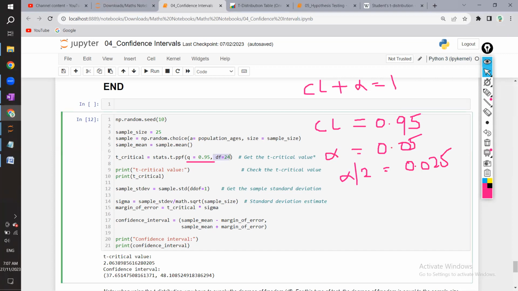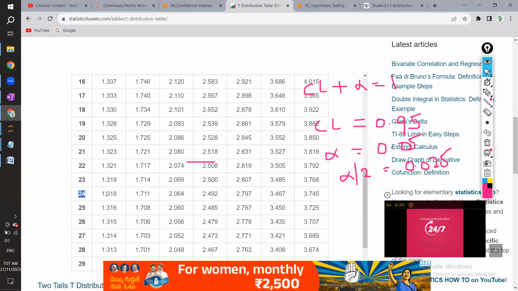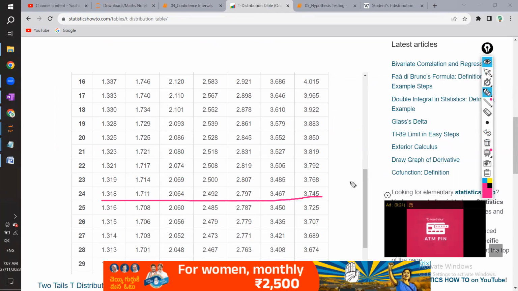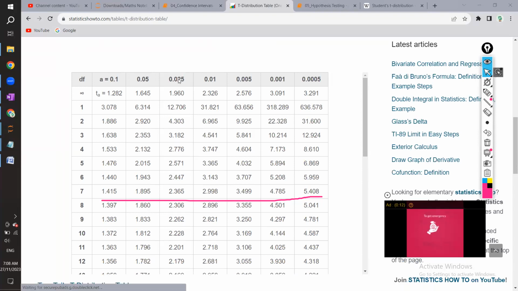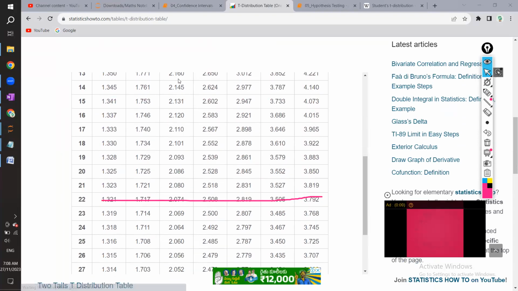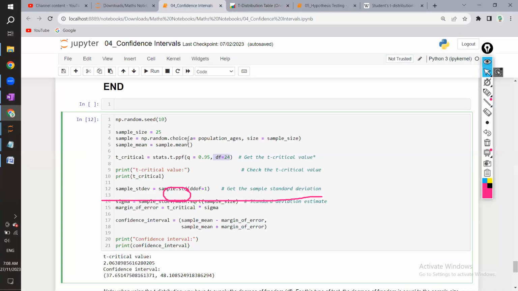So now the value we want to calculate from the t table is for degrees of freedom 24 and alpha 0.025. If you go to the row for degrees of freedom 24, and find where alpha is equal to 0.025, this one, 2.064. Fine. So that will be the critical value. When you calculate the t critical value, you will get 2.064.